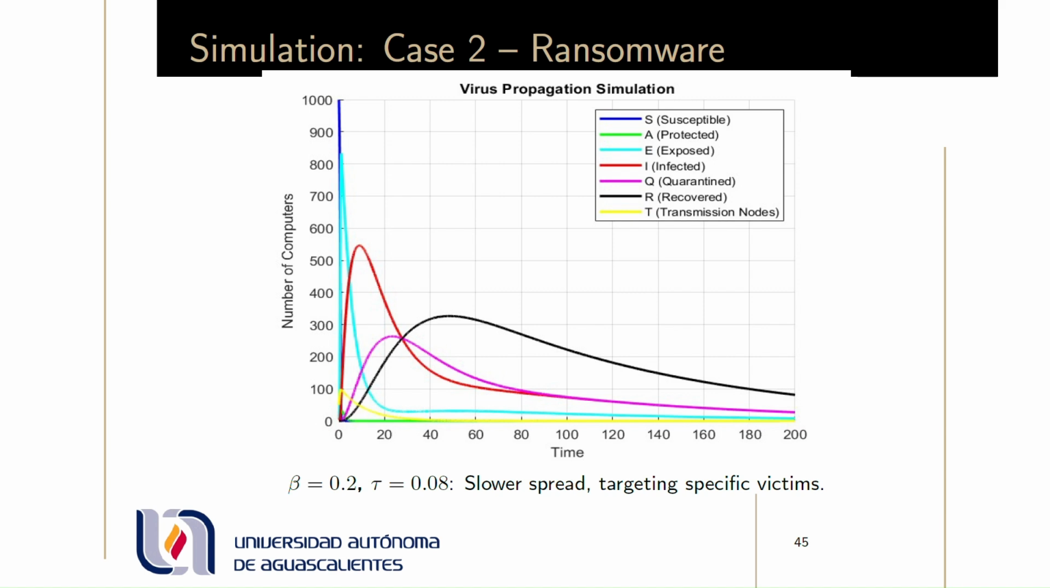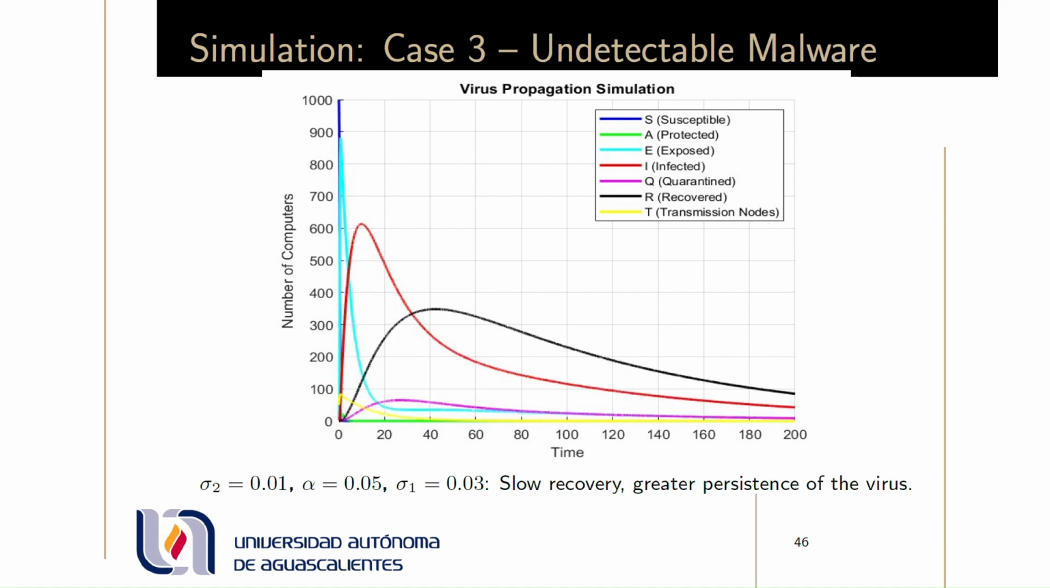Here we simulate the more controlled propagation, the trigger propagation of the ransomware. This reflects tau equal to 0.08 and beta equal to 0.2.